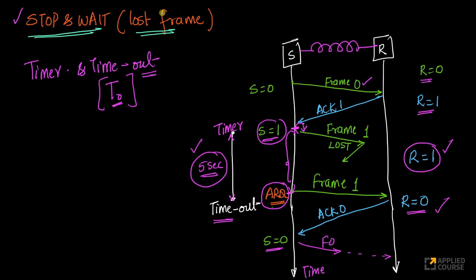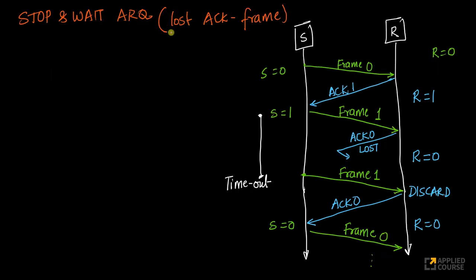Now, this is what happens if you have a lost frame or a lost data frame. This is one case. The other case is lost acknowledgement frame. Any frame could be lost, right? So what happens if you have an acknowledgement frame that is lost? Okay, let's look at that case. Again, whenever we are designing any protocol, we have to think of all these cases. It's very, very important.